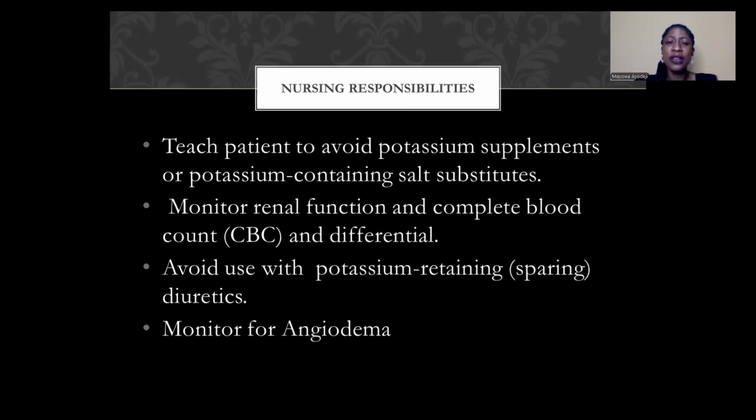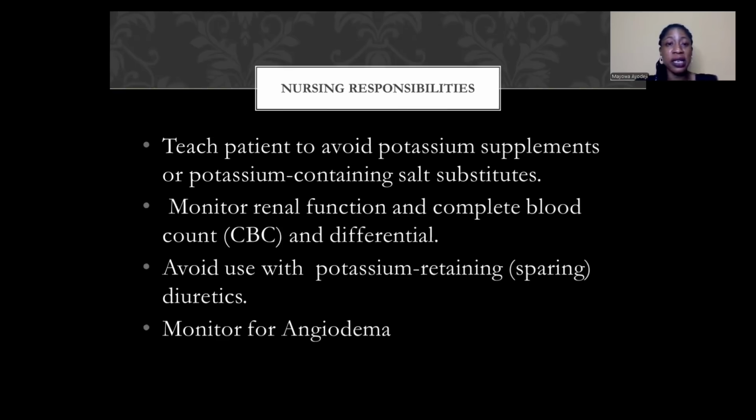Then you have to monitor the renal function and complete blood counts and differential. So you have to monitor the renal function of your patient. You have to monitor the level of what? Blood urea nitrogen, the creatinine. So as nurses, you need to know the normal range of all these things. You have to know the normal range of creatinine, blood urea nitrogen.